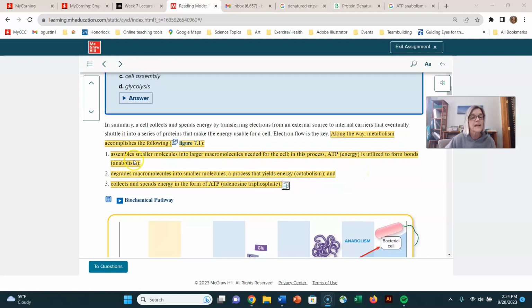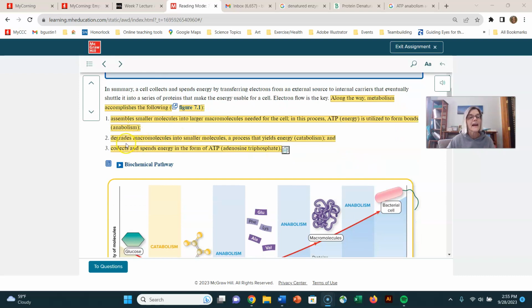Here it just gives a little summary of metabolism. What does metabolism do? It assembles smaller molecules into larger molecules. So it's small into big, that's anabolism. In this process, ATP is utilized. So when I say energy and metabolism, we're usually talking about ATP. And I think most people are familiar with that term, that ATP is a molecule. It's an energy carrying molecule. It's important for chemical reactions in cells. So it says anabolism. And then metabolism also degrades the large molecules into small molecules, releases energy, that's catabolism. And then that energy is transferred in the form of ATP.